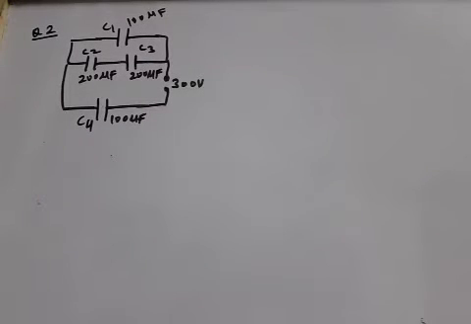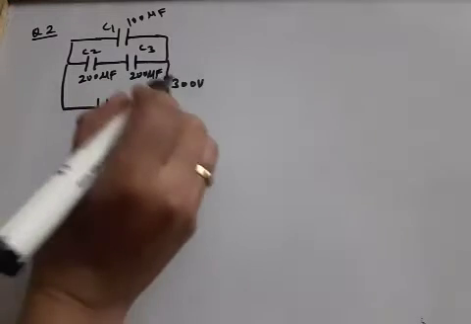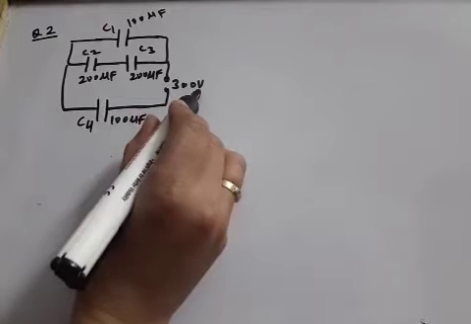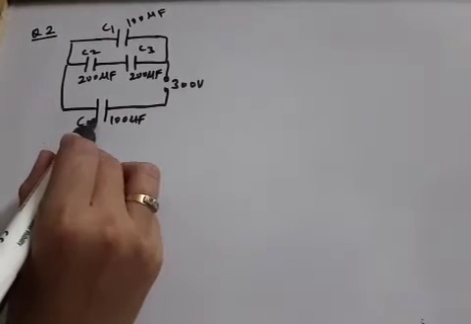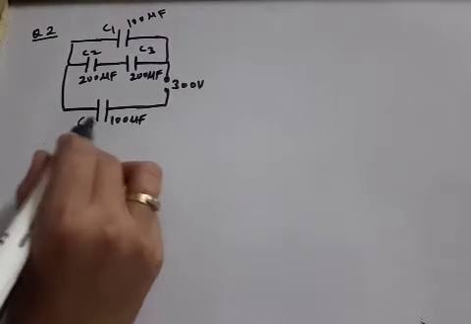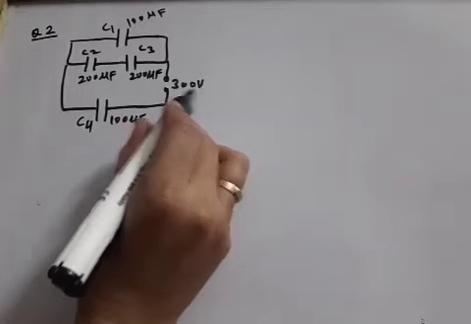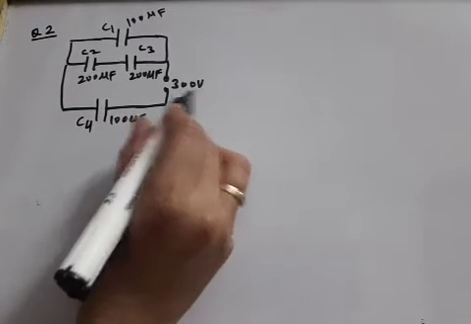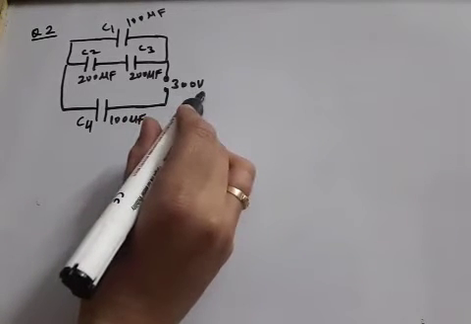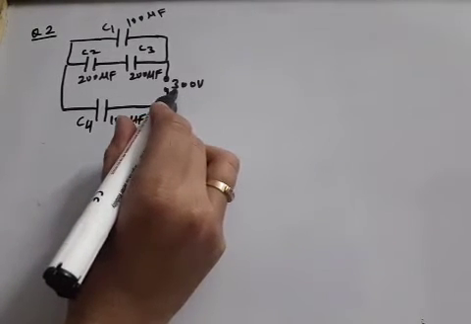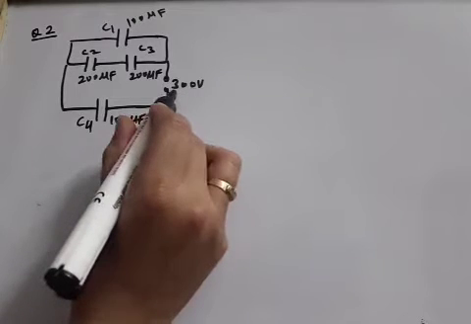Now students, we have one more question of network of capacitors, in which the change is that the battery position is shown here. Generally the battery is shown at this part of the network, and here the battery is here. So the technique will remain the same. We have to take the charge from the battery's positive.